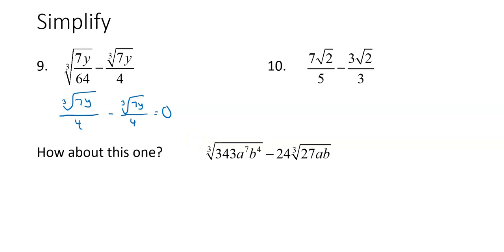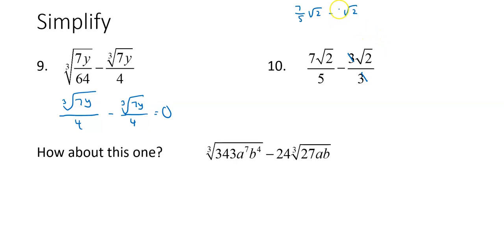All right, what's the issue in number 10? They're both square root of 2's, right? So I have a 7 over 5, and I have a 3 over 3. All right. 2 ways to do this. One is common denominators right away. The other is to say I have 7/5 square root of 2 minus 1 square root of 2, right? 3 over 3 is just 1. So I'm subtracting 1 square root of 2.